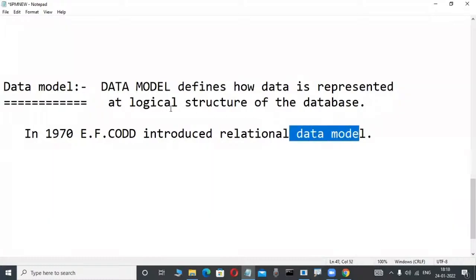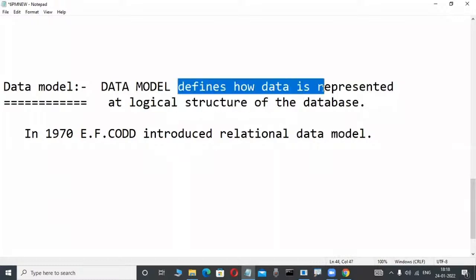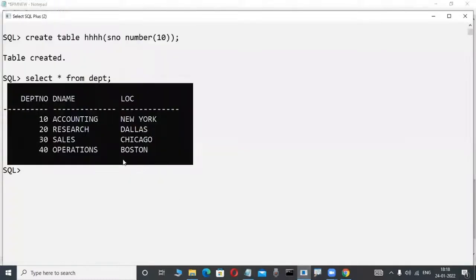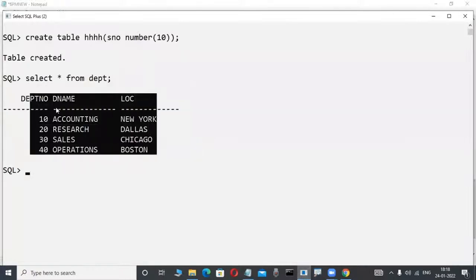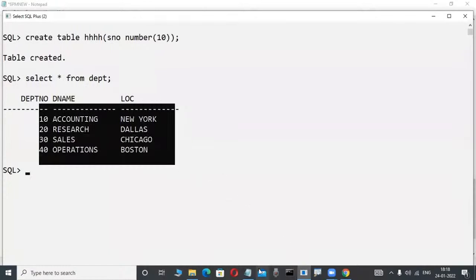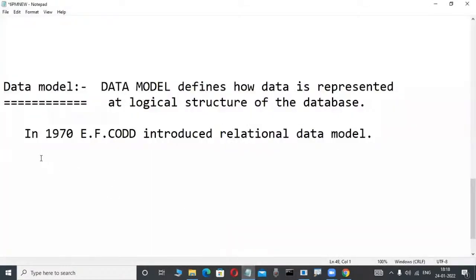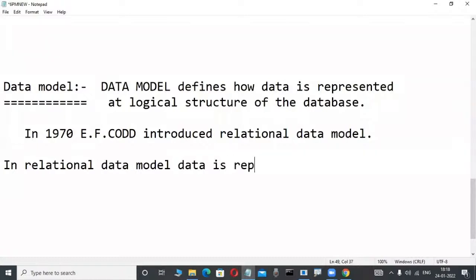Relational data model means what? What is the logic in a logical structure? How is data represented? Yes, in a logical structure, this structure is not visible in the operating system. In this logical structure, data is represented in the format of rows and columns. That is nothing but two-dimensional tables. In the relational data model, data is represented in two-dimensional tables, in the format of rows and columns.